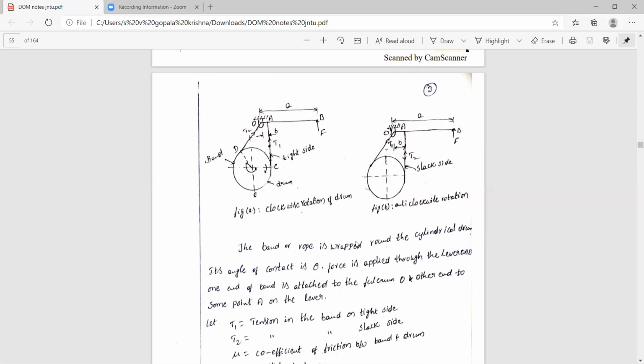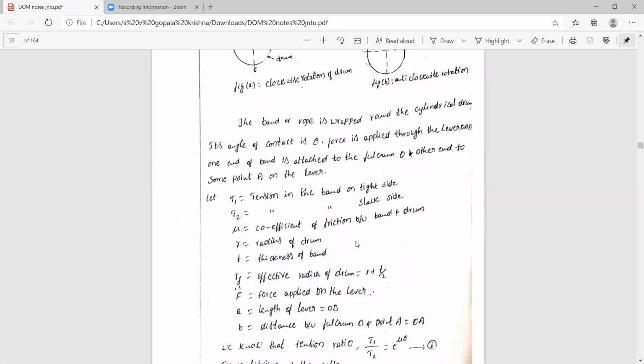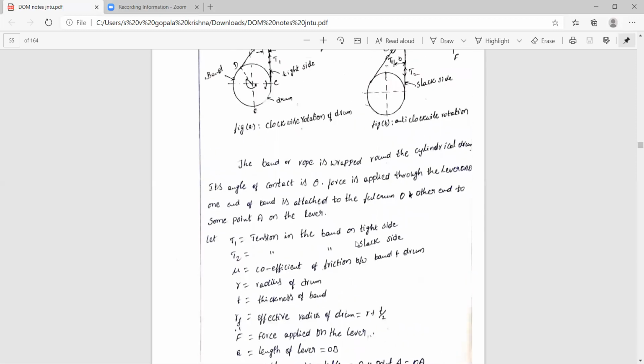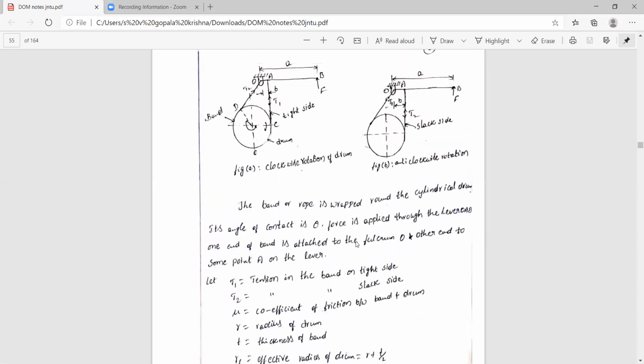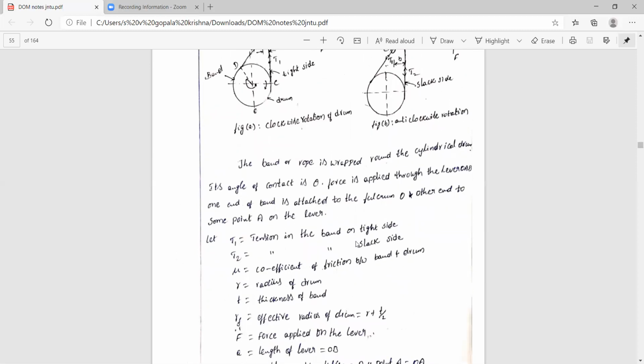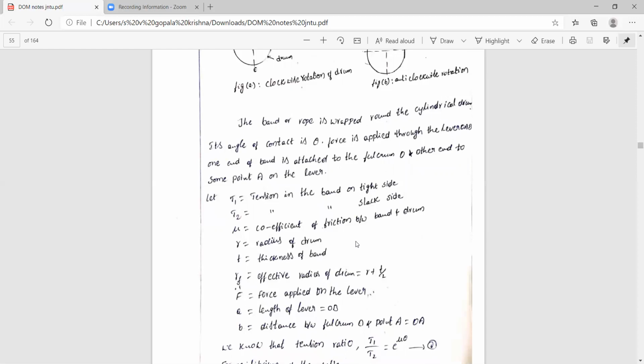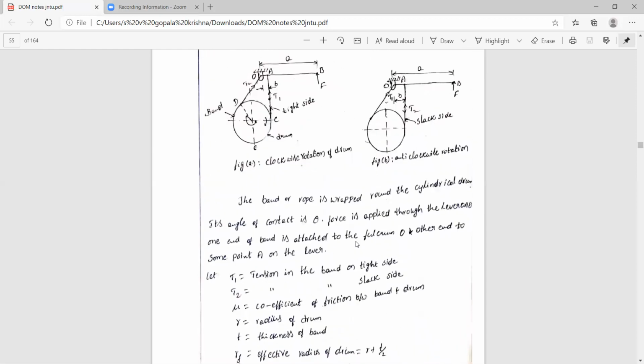Now we take the symbol notations involved in our derivation. T1 and T2 are the tensions in the band on the tight side and slack side, mu is the coefficient of friction, and R is the radius of the drum. Small t is the thickness of the band, and small r, the effective radius of the drum, is taken as R plus t by 2. F is the force applied on the lever, a is the length of the lever OB, and b is the distance between the fulcrum and point A.